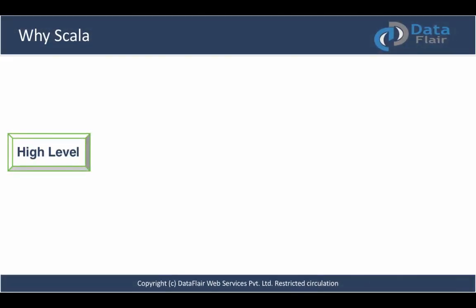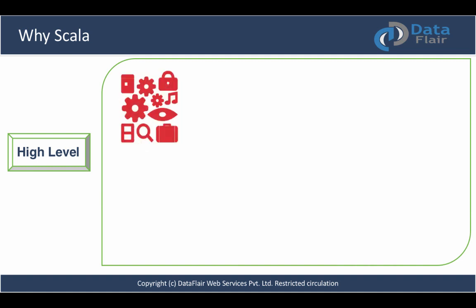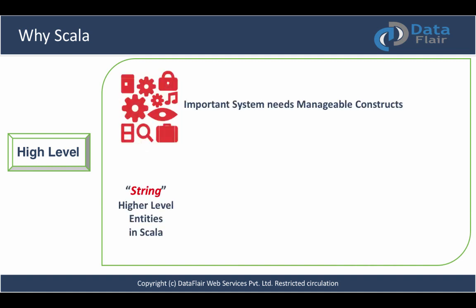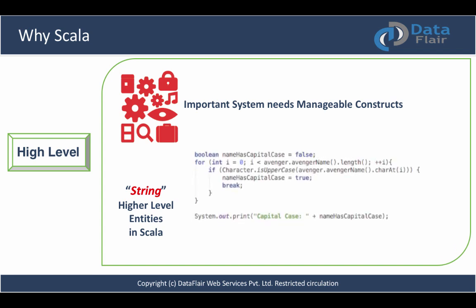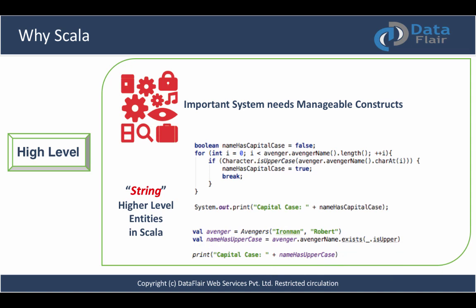Scala is high level. I always believe that important systems may need complex code, and for that we need manageable constructs. A simple example of what I'm trying to convey is that strings in Java are low-level entities that can be stepped through character by character in a loop. Scala treats the same strings as high-level entities and they can be queried with predicates. And if you don't have any idea about what a predicate is, a predicate is a function with a Boolean result type, which checks some logic or condition and then responds true or false.